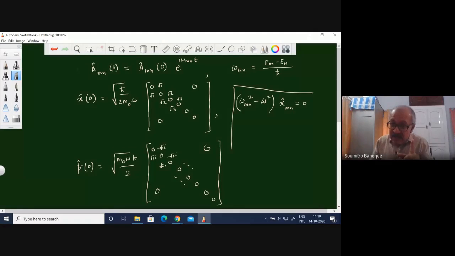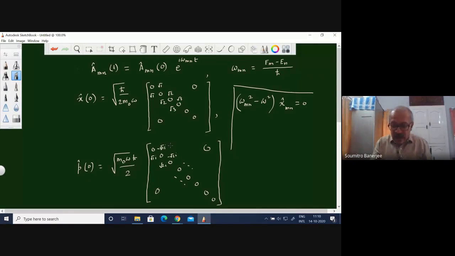There was another reason why I did these in a bit of detail, because as you have noticed, the Schrodinger picture with which you have worked all your life, last semester and this semester, and the Heisenberg picture coincide at t equal to 0.